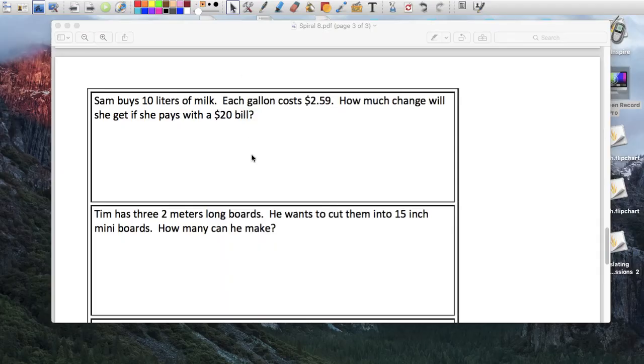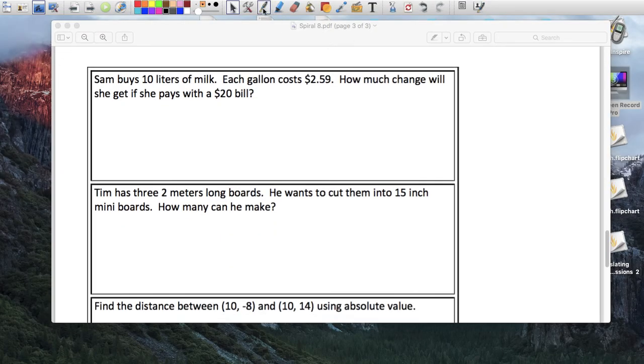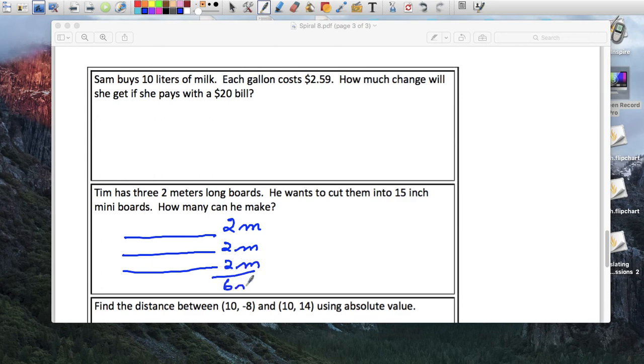Tim had, blah blah blah. So 3, 2 meters. So we've got to be careful here. So he had boards. So 1 board, 2 boards, 3 boards. Okay, and this measures 2 meters, this measures 2 meters, and this measures 2 meters, for a total of 6 meters.